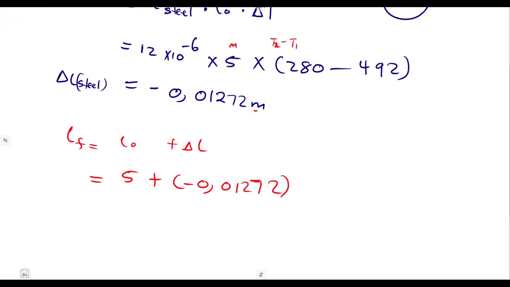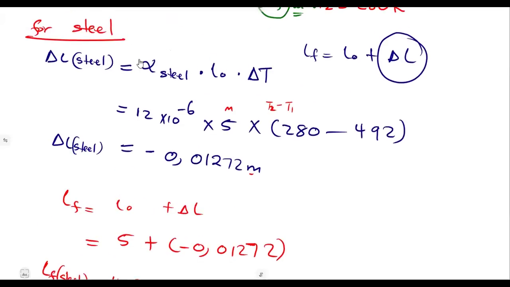All right, I was just supposed to round off here, no problem. So it was going to give us something like 4.98728, something like that, which is 4.987 in meters, since we are working with meters. So that is our final length for what? For steel. You are working with steel, working with its linear coefficient of expansion.